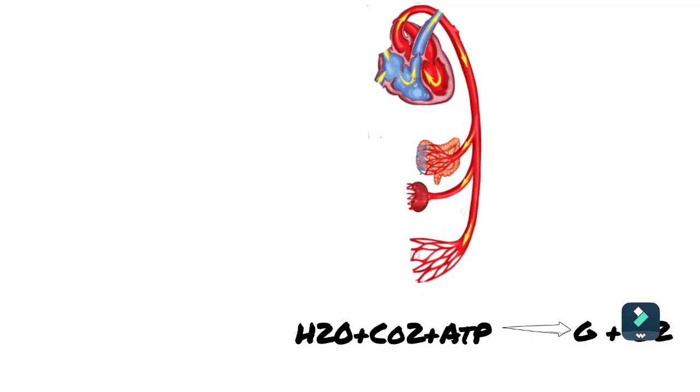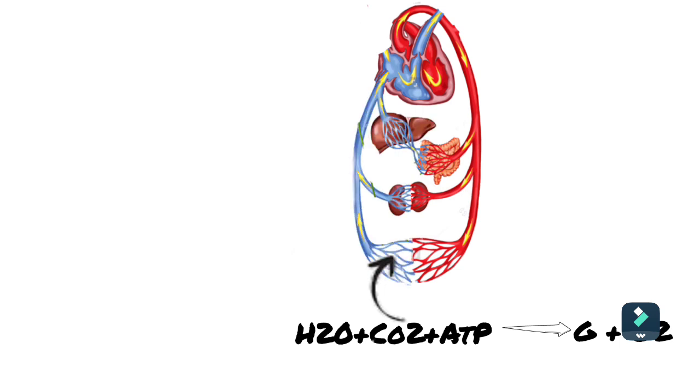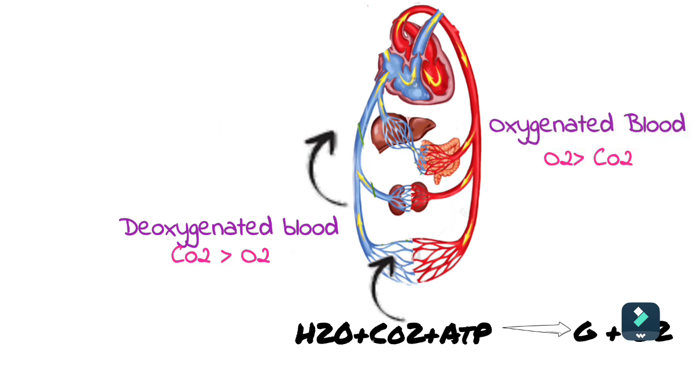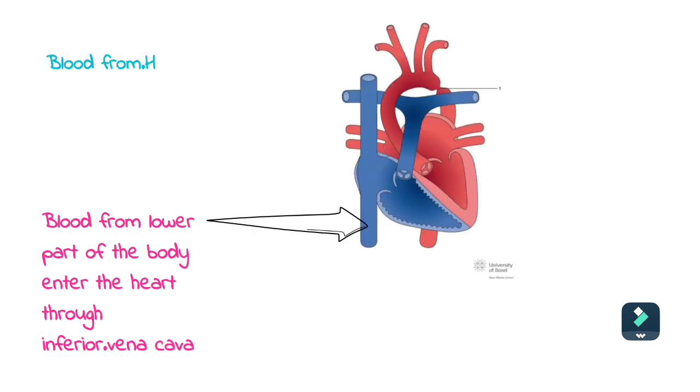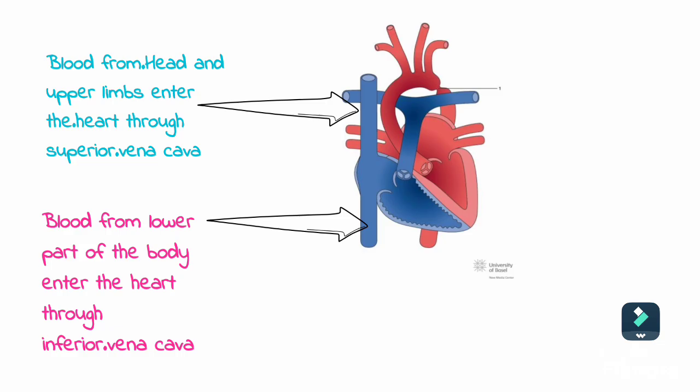The carbon dioxide, a waste product, enters the blood and is carried back to the heart through veins. Therefore, blood in the veins is usually deoxygenated, while blood in arteries is oxygenated. Blood from the lower part of the body enters the heart through the inferior vena cava. Blood from the head and upper limbs enters the heart through the superior vena cava.